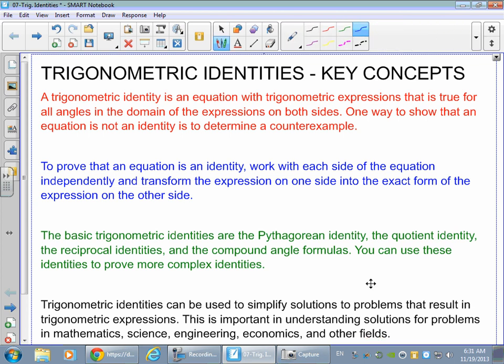To prove that an equation is an identity, work with each side of the equation independently. So this comes down to what we've done a few times now with left side and right side. We have to work with them this way. When something says prove these are true, we don't know they're true until we're done the question. So we can't actually write that this equals this at any point in time in the question until we're absolutely positive at the very end that in fact they are equal.